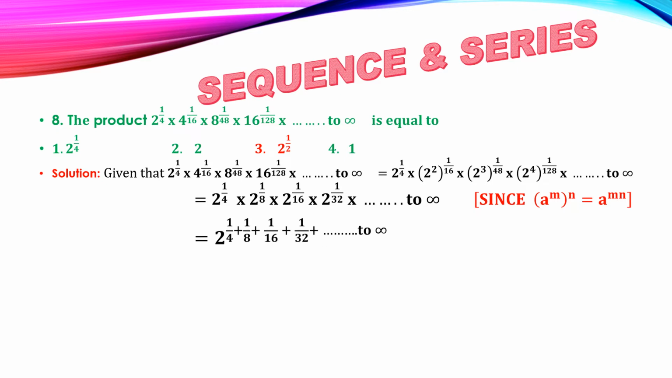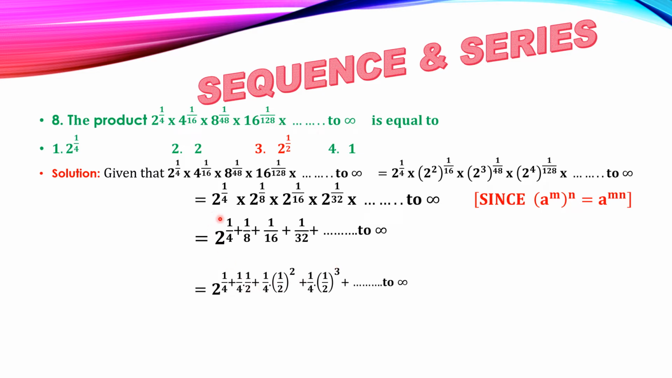And the next step is, we observe in each term the common base is 2. Therefore, in this 2 power, all powers are added in the series. So 2 power 1 by 4 plus 1 by 8 plus 1 by 16 plus 1 by 32 plus and so on to infinity.